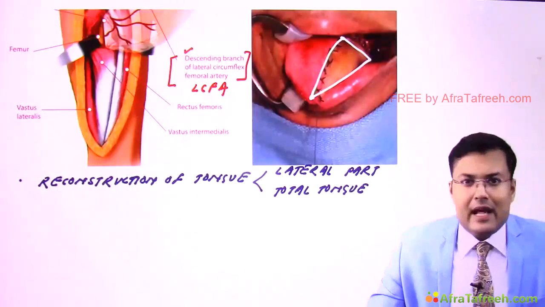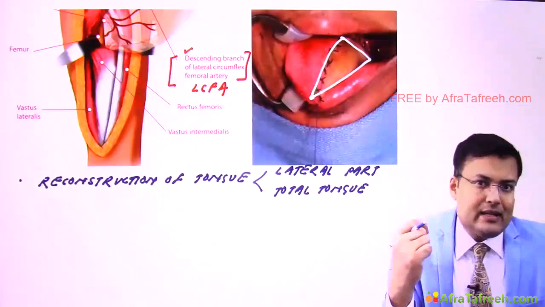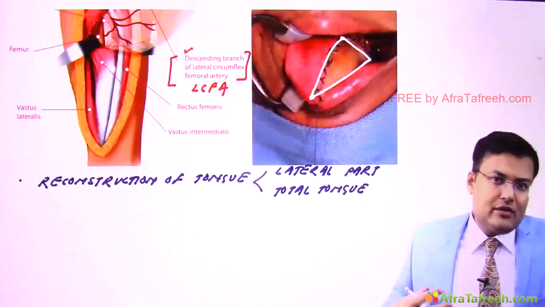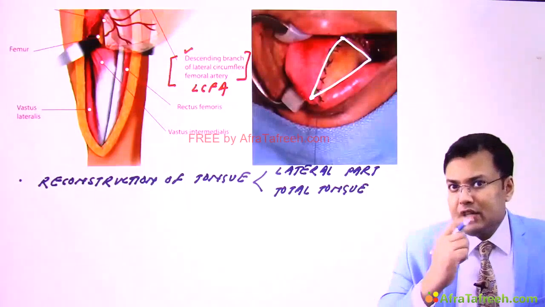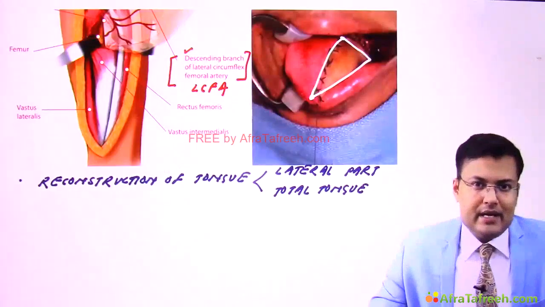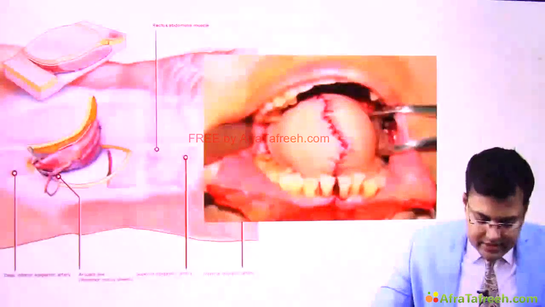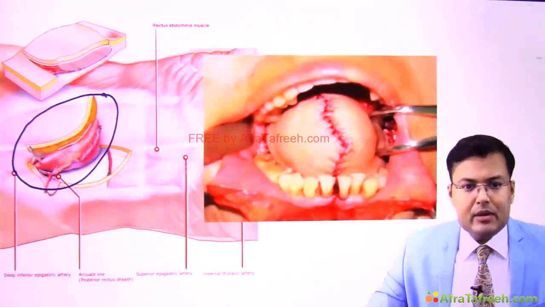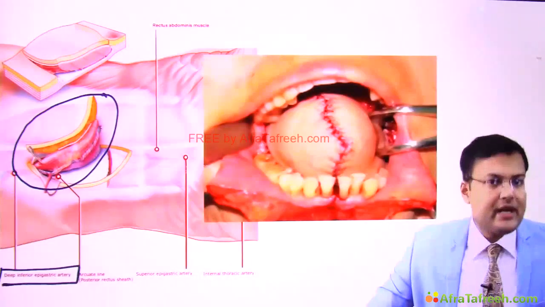There is another flap which is used for reconstruction of total tongue, and that is rectus abdominis flap. We discussed that this rectus abdominis flap can be used for reconstruction of breast. It can be used for reconstruction of tongue, and we discussed it is based on which artery? Deep inferior epigastric artery. So see the rectus abdominis flap. So here you can see that this is the rectus abdominis muscle flap, and it is based on which artery? Deep inferior epigastric artery.